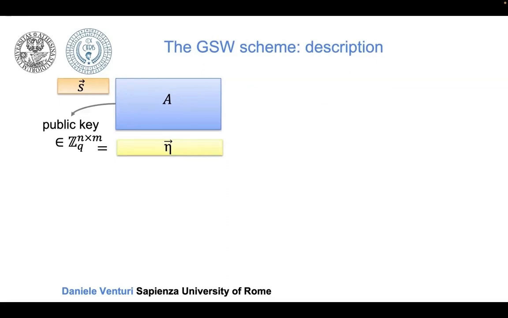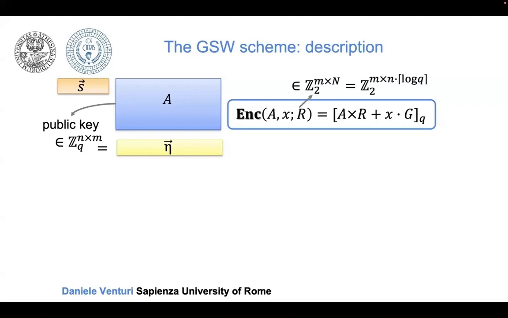noise, right? And what is the encryption of X? Well, the encryption of X will work like this. You take a random R, which is a binary matrix, and then you multiply A with R, plus you add X times G, where X is a single bit, and G is the gadget matrix from the previous slide, the one with the powers of 2. Then you take the result mod Q: A times R plus X times G mod Q.